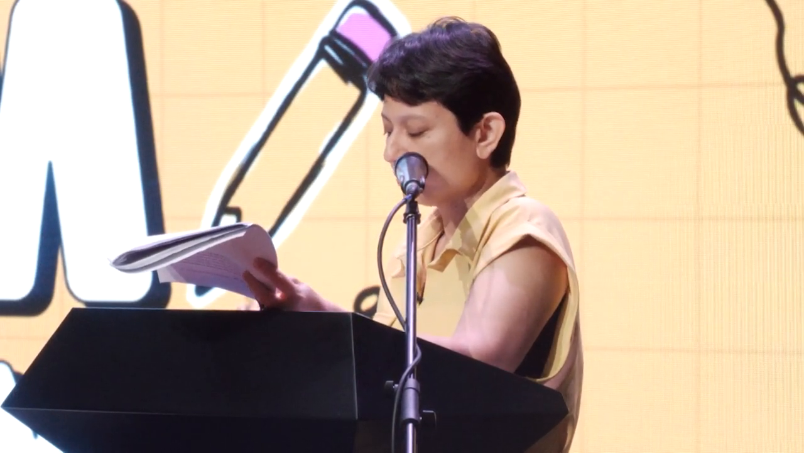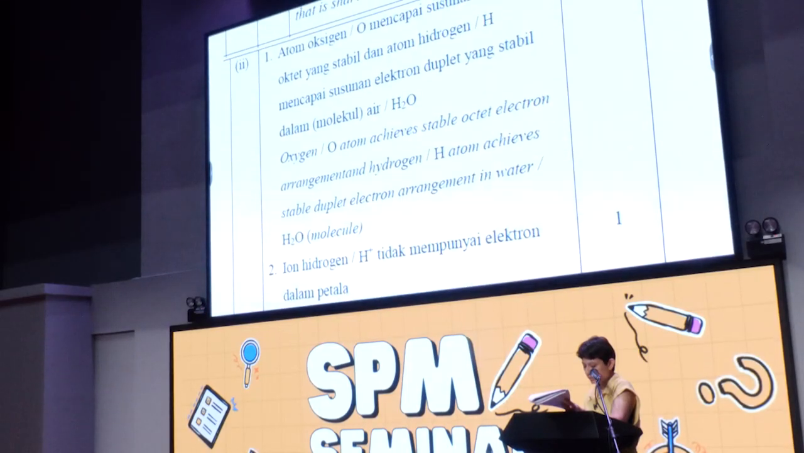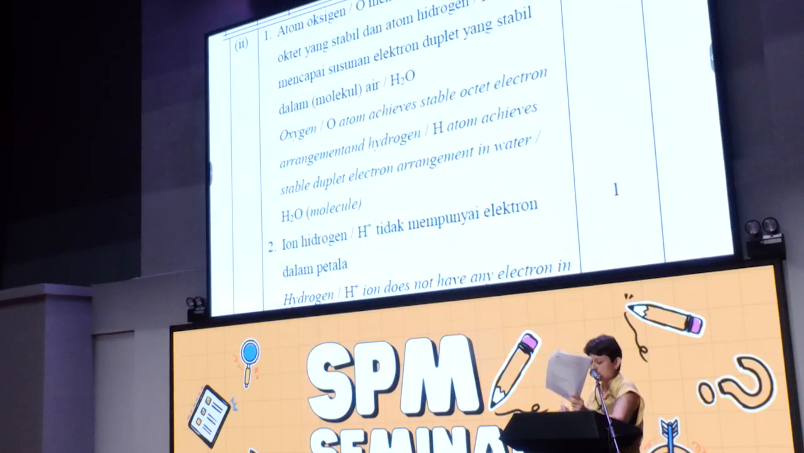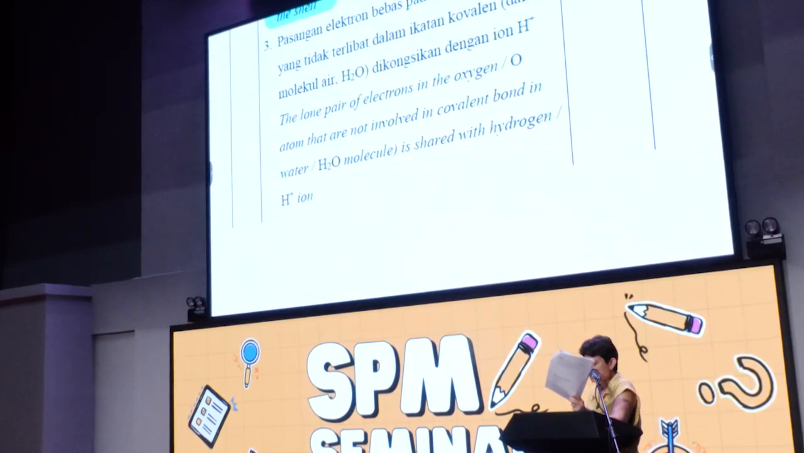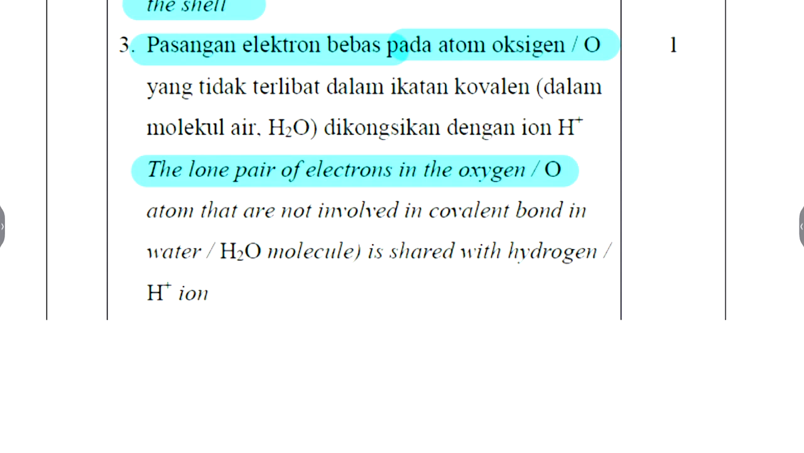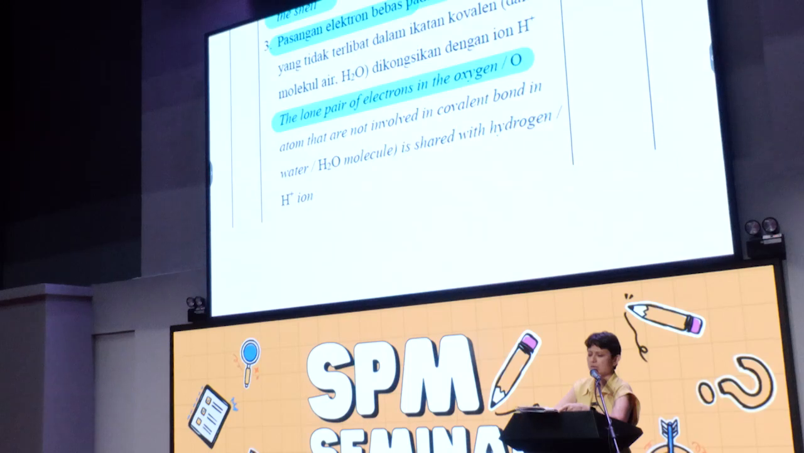Okay? So, if you look at the answers here. Okay? So, this is for the 5-mark question about the dative bond. Oxygen already achieved stable. Oxygen is already stable in the water molecule. But hydrogen ion does not have any electrons. Tiada electron dalam petala. Got no electrons. So, pasangan electron bebas. The lone pair of electrons in the oxygen atom is the one that forms a covalent bond. Dative is covalent. But it's a covalent where only one person pays. The other person doesn't contribute. Only one person pays. Can you understand? Okay, so for essay, it's very, very easy to write. If a question about bonds comes out, please write this essay. Okay, usually it will come out lah.